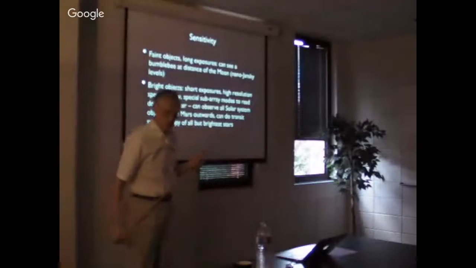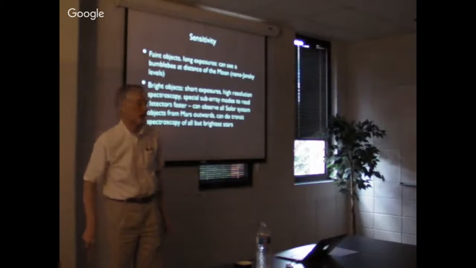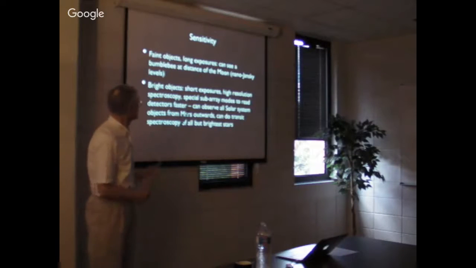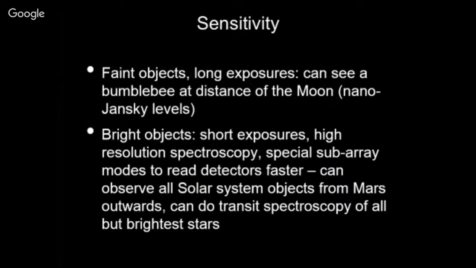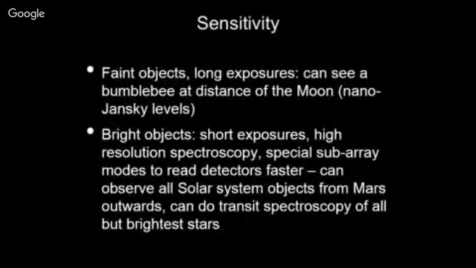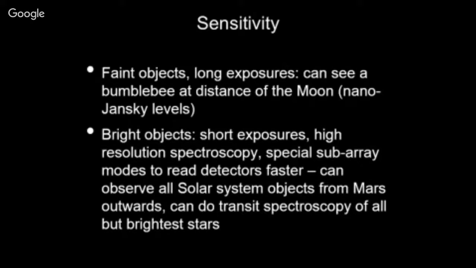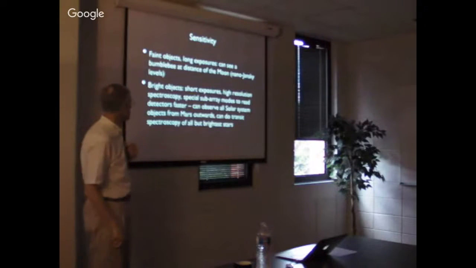So how sensitive is it? Well, it's extremely sensitive. The thing to remember is if you had a square centimeter of bumblebee at the distance of the moon, we would be able to measure it. Time exposure required, but sensitivity to see nanojansky levels of objects. Nanojansky is about 31st magnitude in the AB magnitude scale. So something we're not used to thinking about. Nobody can see these yet, but we should be able to see them.